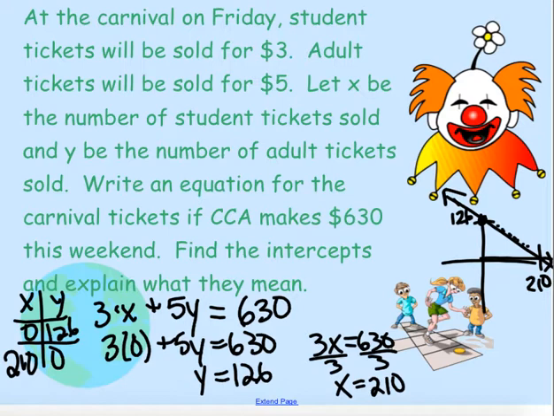And our intercepts are really the highest amount that we could have for the student tickets without selling any adults, and the highest amount for our adults without selling any students. Okay, these are our extremes. So with these (0, 126), this is saying if we sold 0 student tickets, we would have to sell 126 adult tickets to get to that 630. And on the flip side, if we didn't sell any adult tickets, we would have to sell 210 student tickets to get to $630. Okay, let's look at a few more examples and then we'll be done.